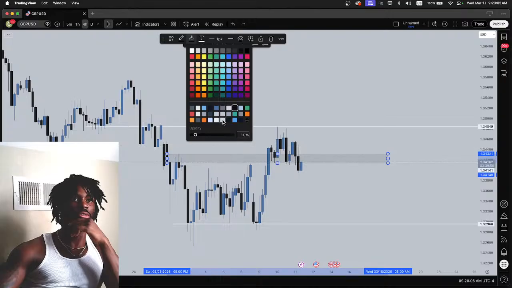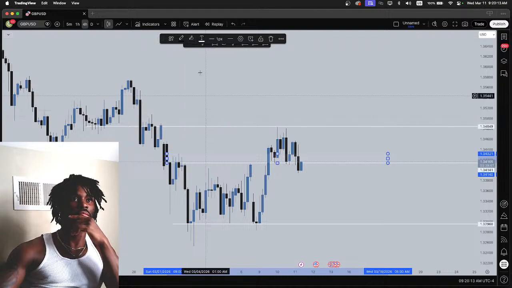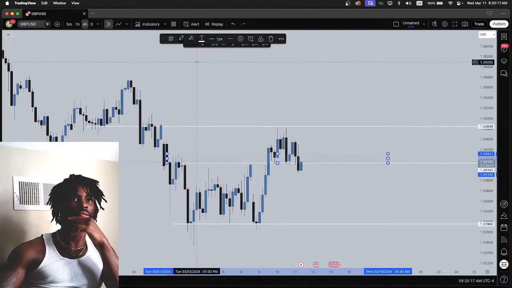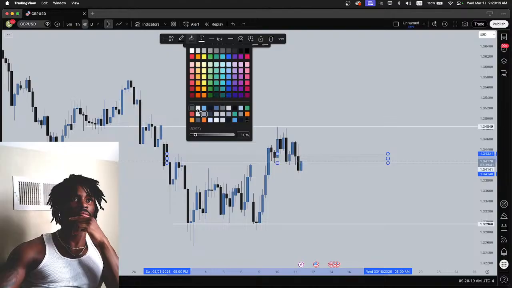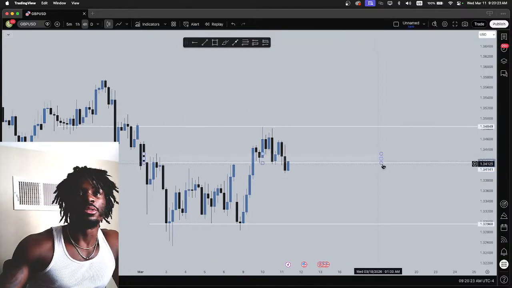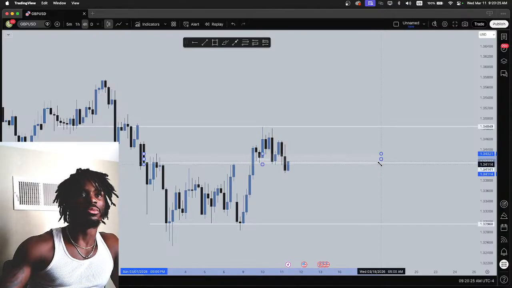I'm gonna change this. I can't even see that. I want it to be subtle. Still can't even see that. I don't want it to be too dark. Well, just white. I'll just keep it like this. As long as price maintains below this zone, then sells are still valid.